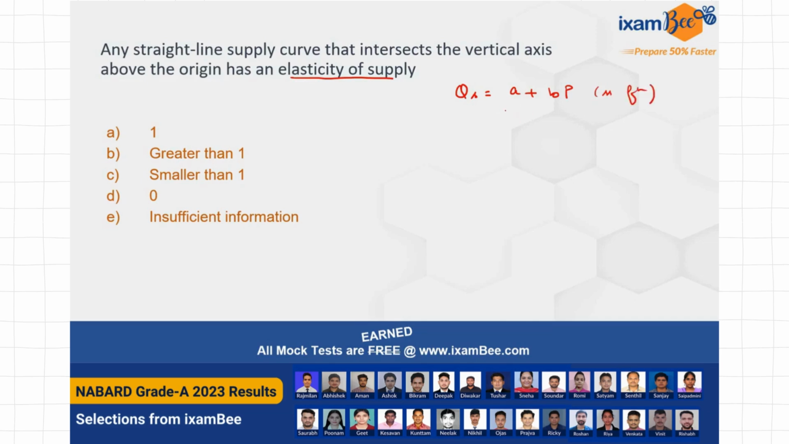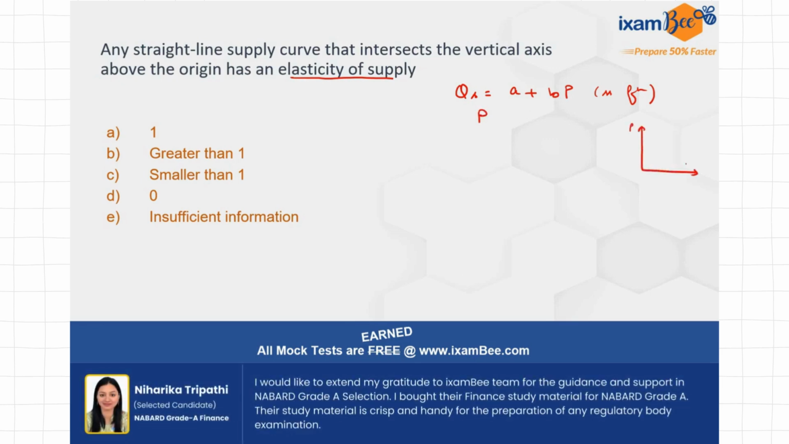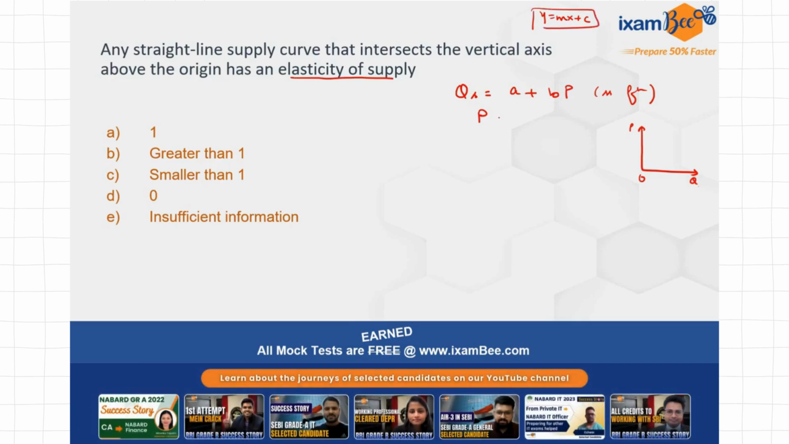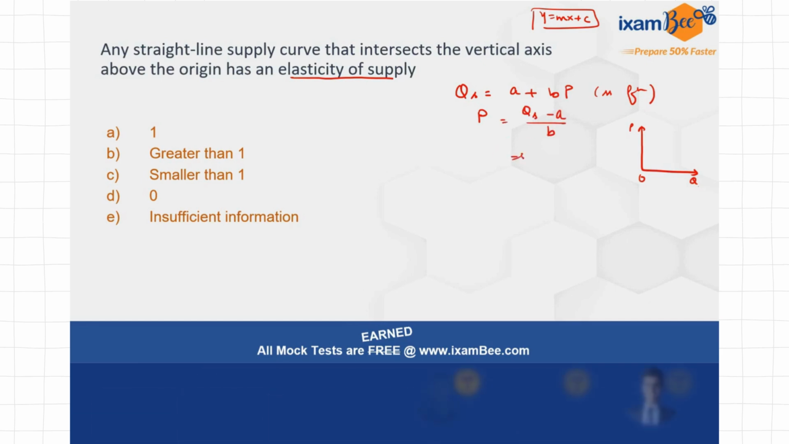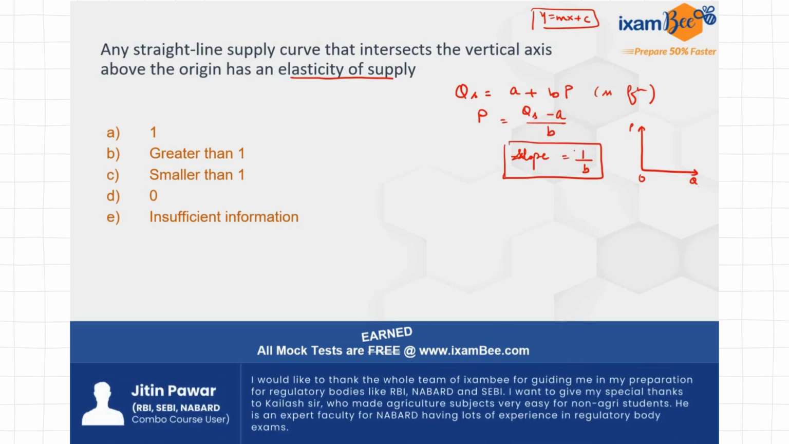Also note why I'm taking it in terms of price: because you plot prices on the y-axis whereas quantities on the x-axis. So whenever you have to write an equation in standard form, you write it like y is equal to mx plus c, right? That's why now I'm taking this equation in terms of price. In terms of price, this is going to be (Qs minus A) upon B. This implies that the slope of the supply function is equal to 1 upon B. The coefficient of Qs is my slope.